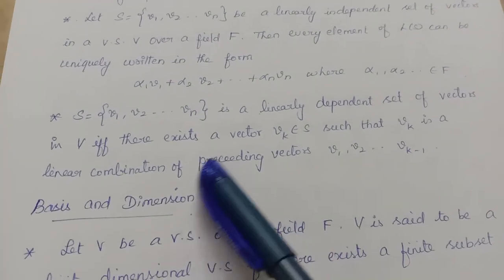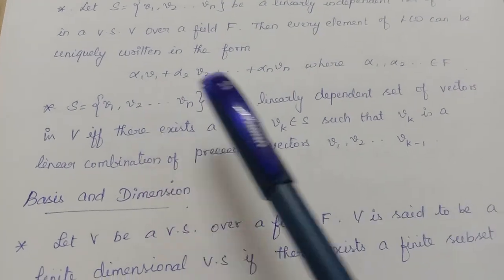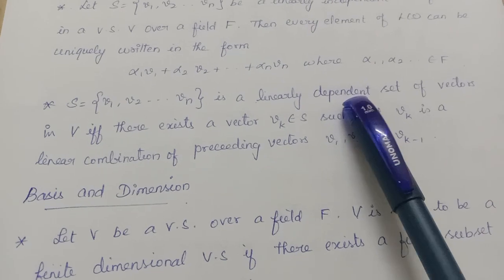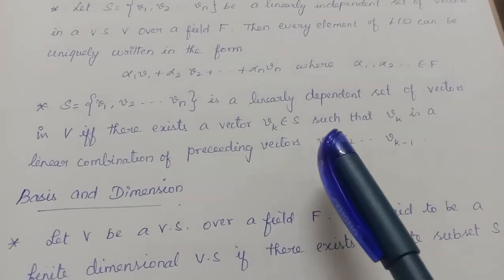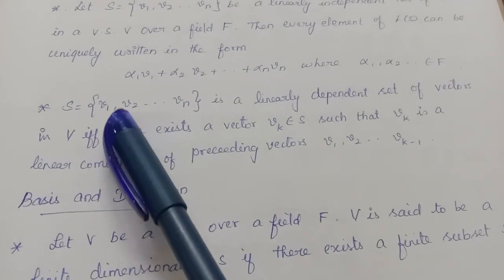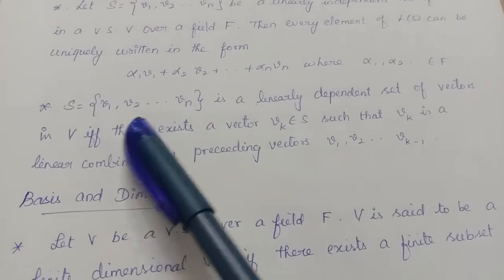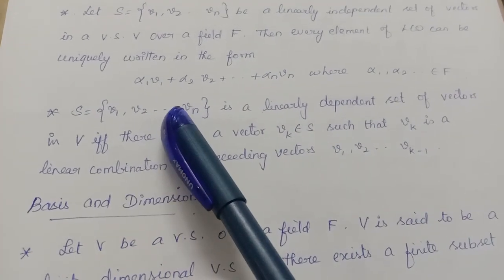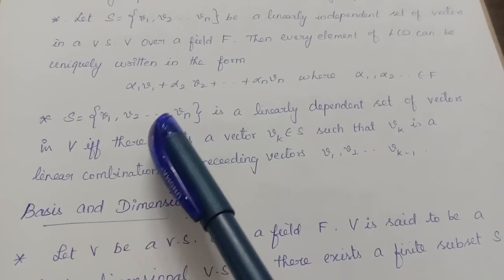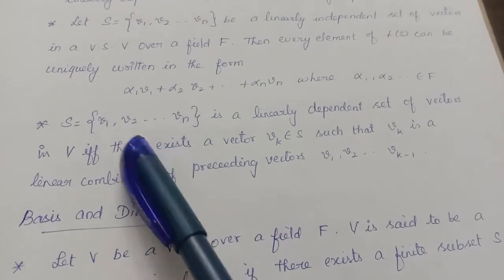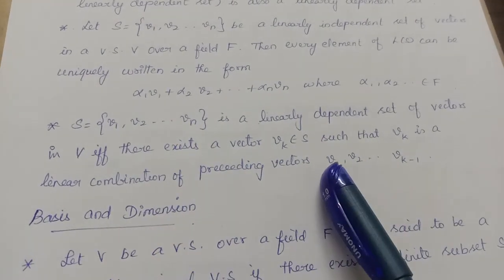Right. Next one. Suppose we have a linearly dependent set. What do you mean by that? Linearly dependent means at least one of the vectors in the set itself should be a linear combination of the others. One of the vectors will be a linear combination of the other vectors. That is what we are saying here.